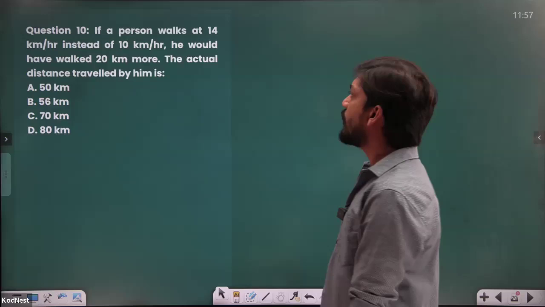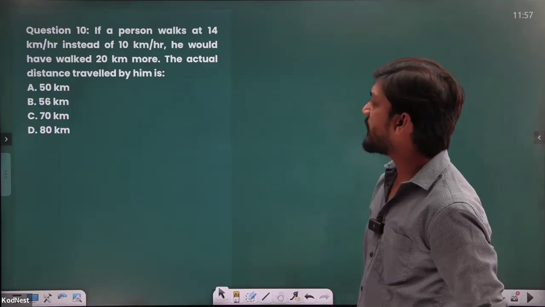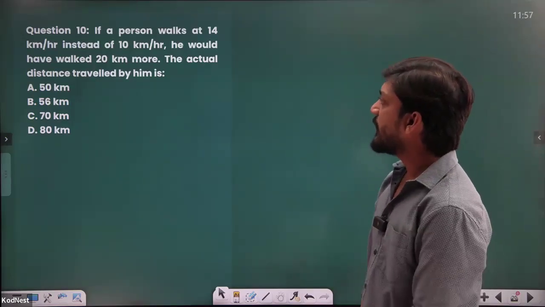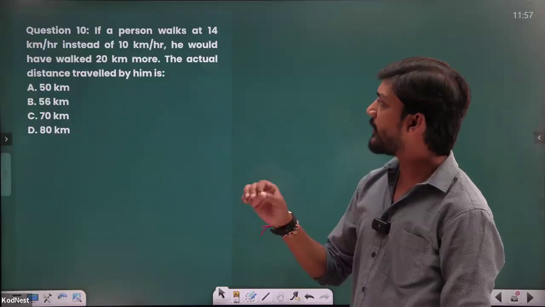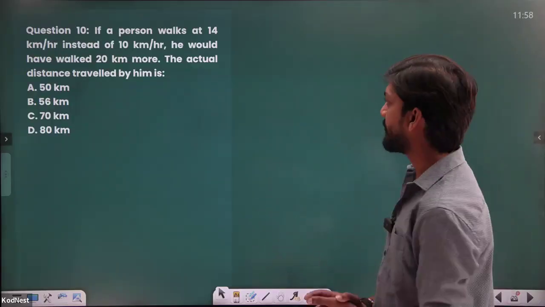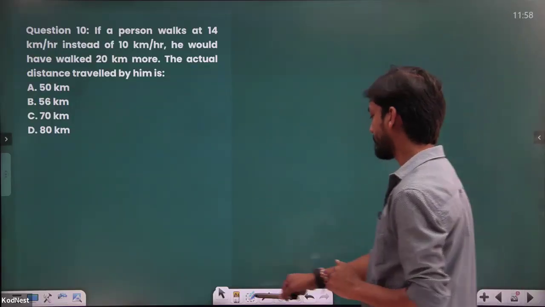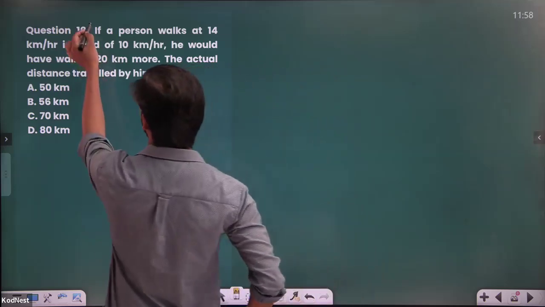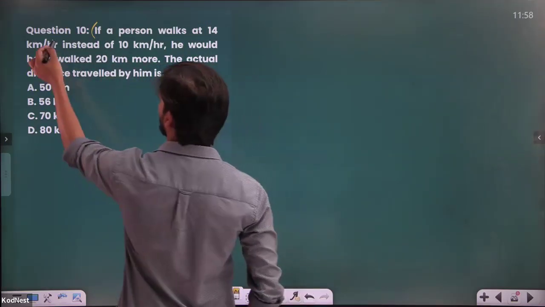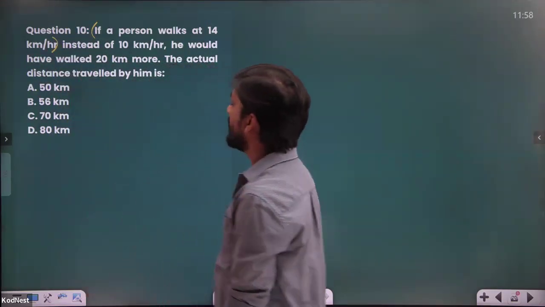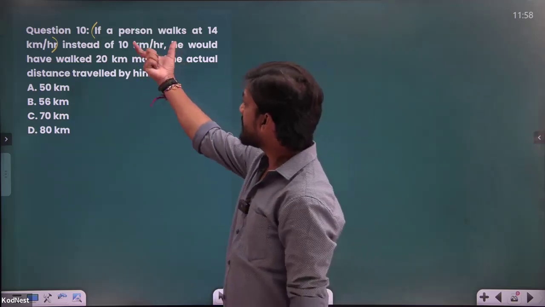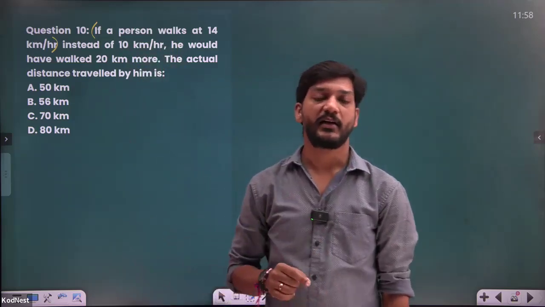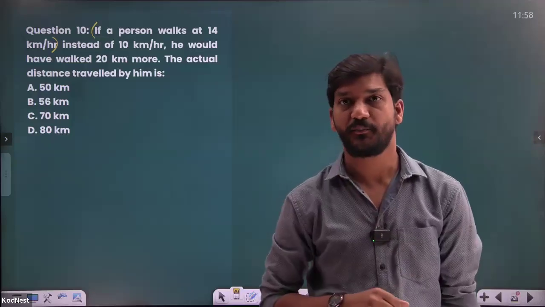If a person walks at 14 kmph instead of 10 kmph, he would have walked 20 kilometers more. Think of it this way. If, my dear, if means imagination. Instead of, that means this 10 kmph is reality. The if part is the imagination.